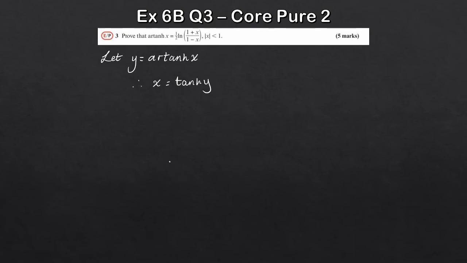Well, using the exponential definition now, this is equal to e to the 2y minus 1 over e to the 2y plus 1. Okay. Well, now I'm going to multiply through by e to the 2y plus 1. So remember, this is x equals. So x is equal to this. So this would be x times e to the 2y plus 1 is equal to e to the 2y minus 1.